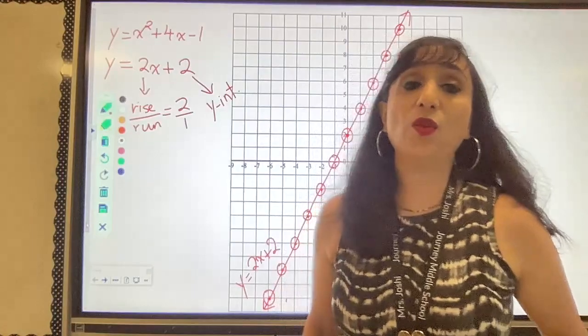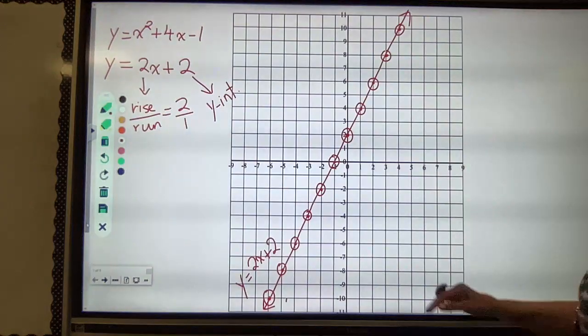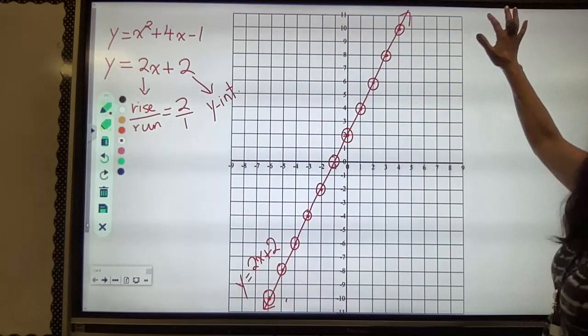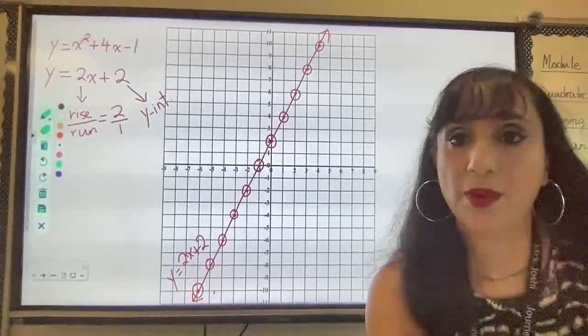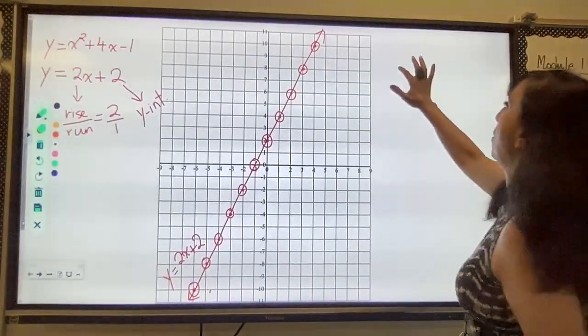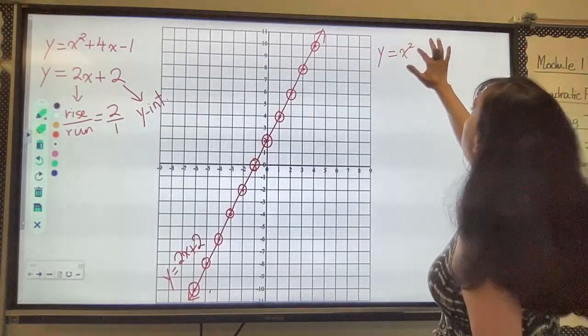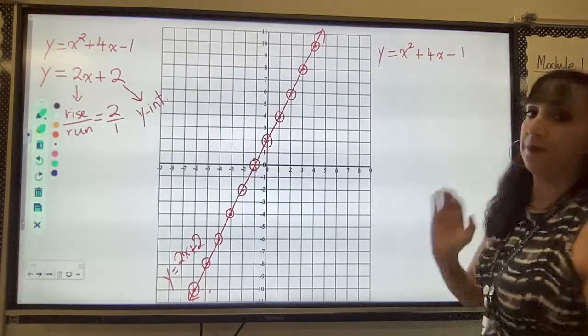Now, let's look at the quadratic one. Let me put my quadratic one here, and let me just push this back so you can see properly. All right, so y is equal to x squared plus 4x minus 1.